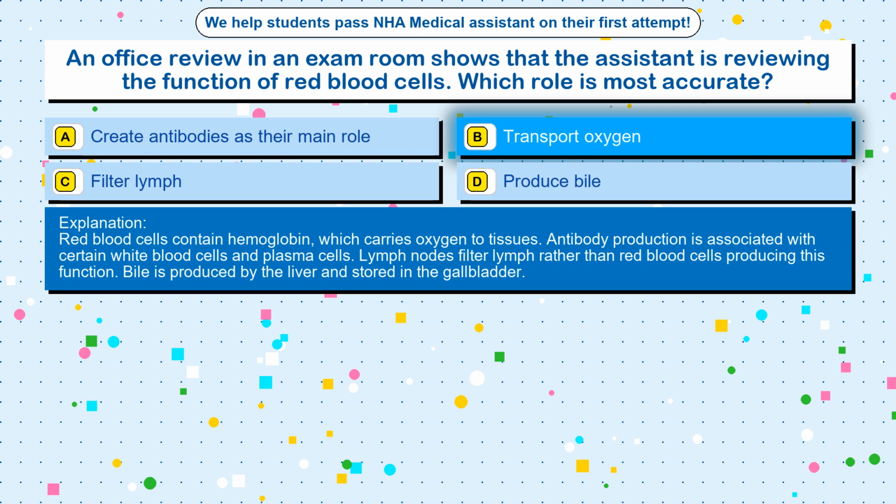Red blood cells contain hemoglobin, which carries oxygen to tissues. Antibody production is associated with certain white blood cells and plasma cells. Lymph nodes filter lymph rather than red blood cells producing this function. Bile is produced by the liver and stored in the gallbladder.